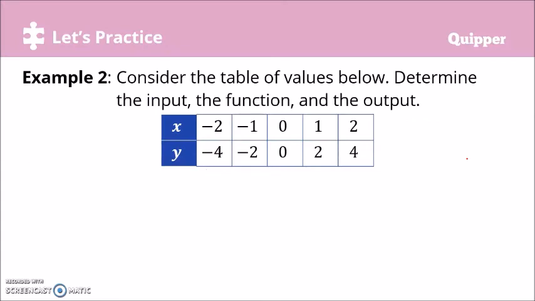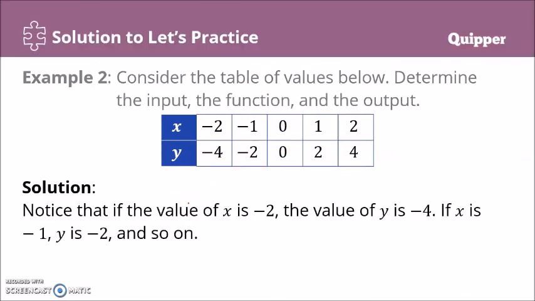Alright? Another example. Consider the table of values below. Determine the input, the function, and the output. In this case class, we have the x values. Eto. -2, -1, 0, 1, and 2. These are our input. Okay? And of course, the values of y depends on the values of x. And so, these are our output. And so, how do we determine the function?